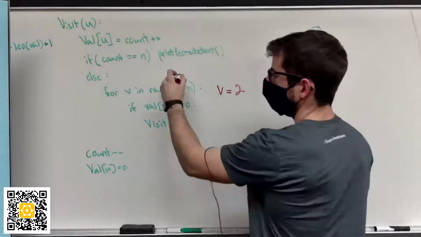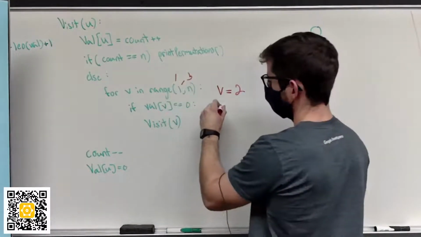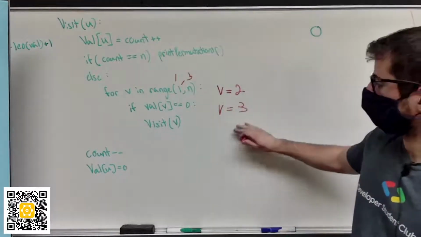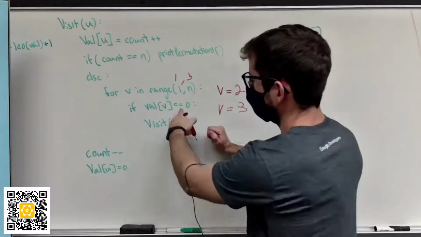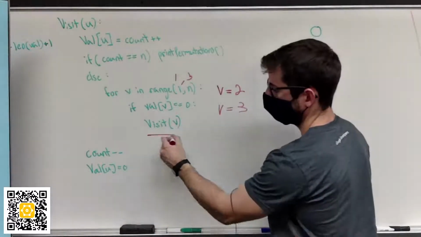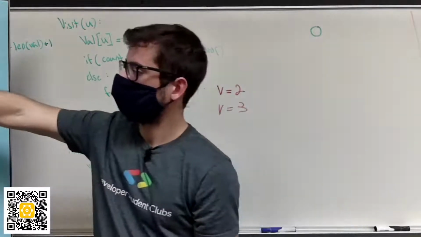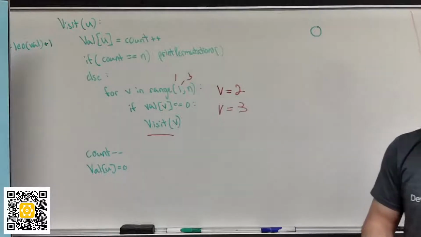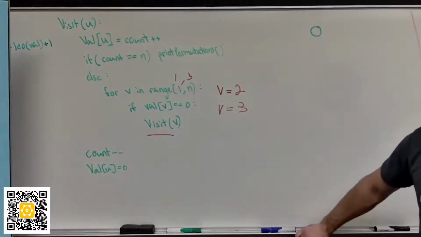Now, since we're going from 1 to 3, it's going to try v is equal to 3. So v is equal to 3. Is there a 0 there? There is. So let's call visit with 3, which is that node. But I get why you did the backtracking part of it, right? Why did you get the range from 1 to 3?